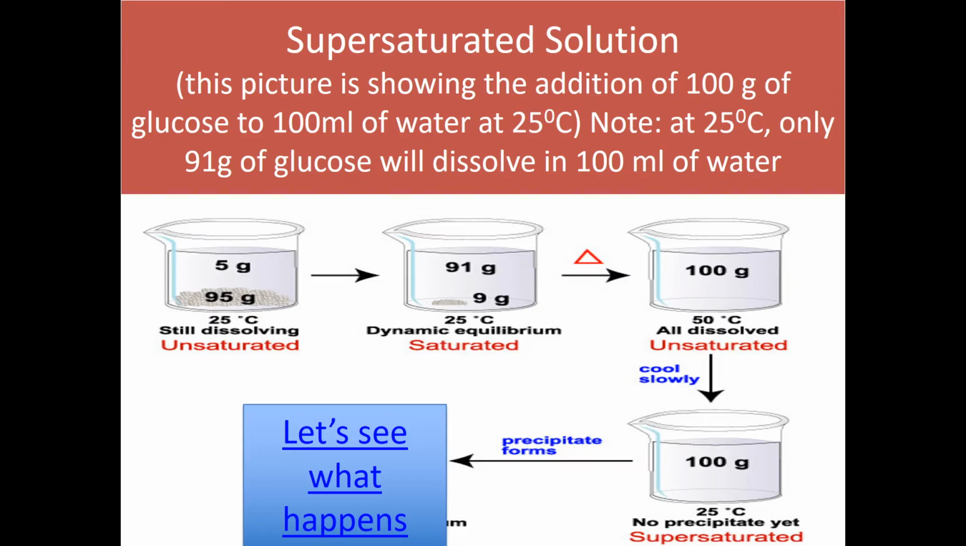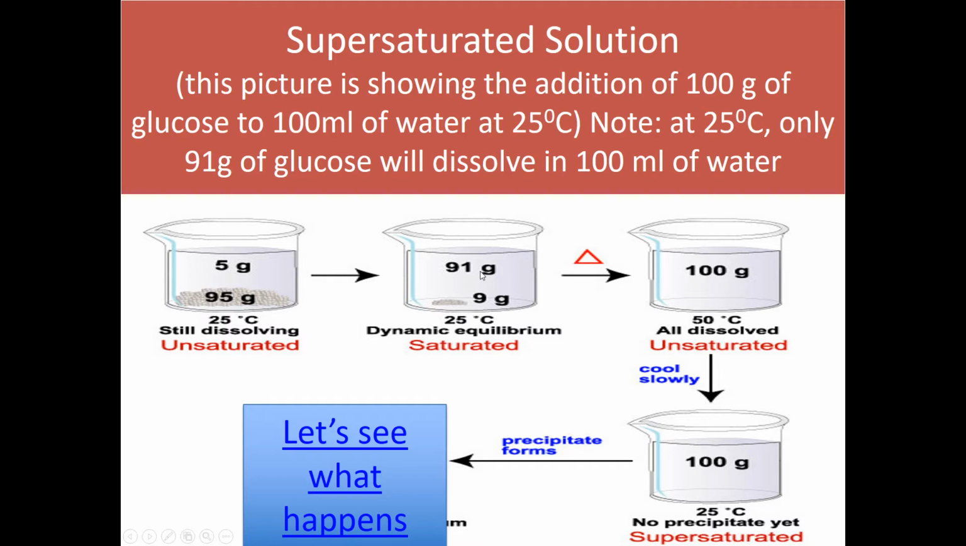To make a supersaturated solution, they use this example. Glucose, which is sugar. They say that at 25 degrees Celsius, only 91 grams can dissolve. So at 25 degrees, if they put 100 grams of sugar into this container, only 91 will dissolve and 9 grams will stay as a precipitate at the bottom. So 9 grams wouldn't dissolve, 91 grams would.